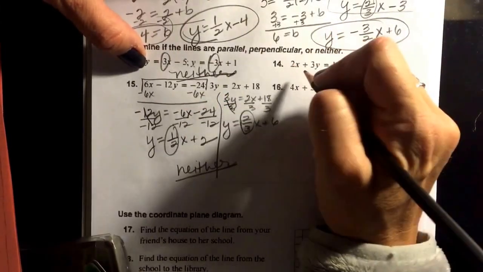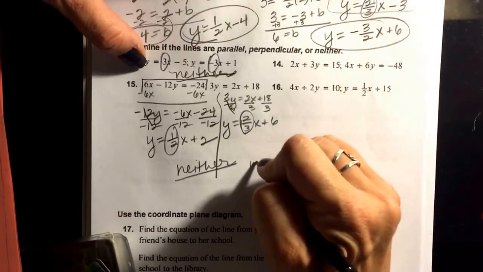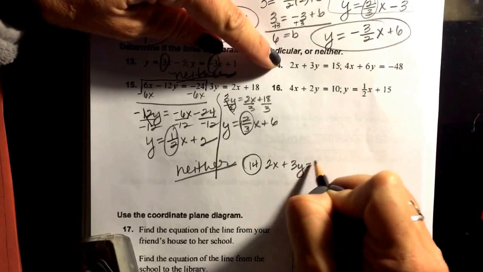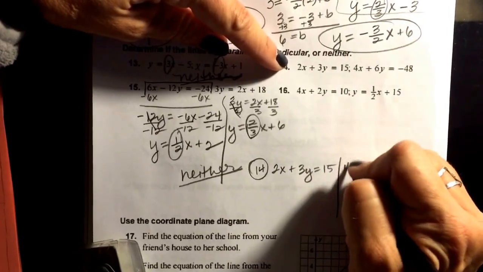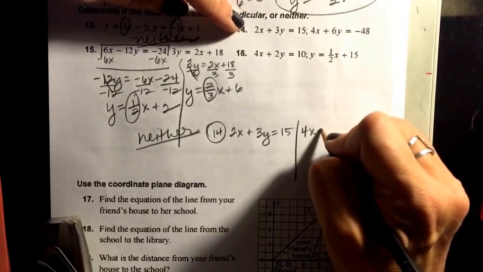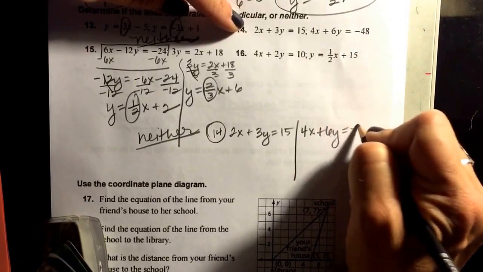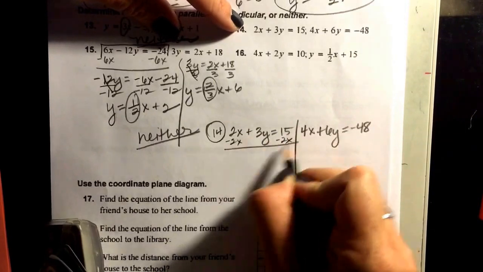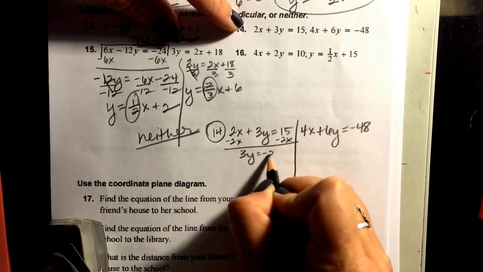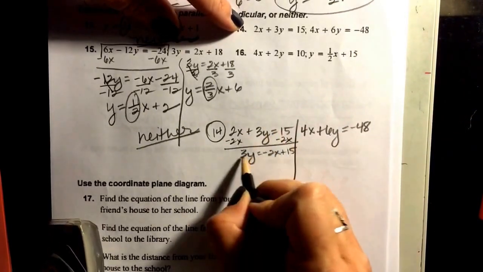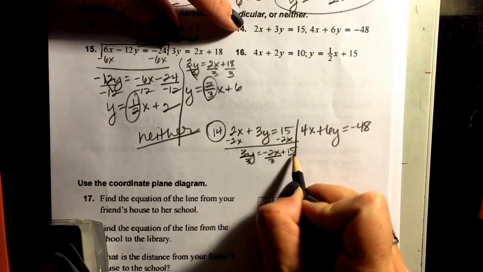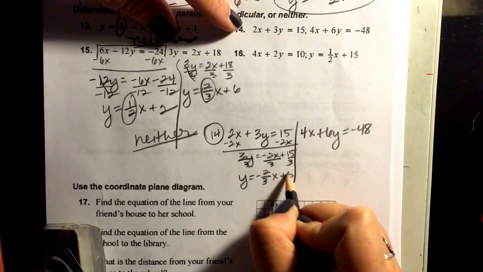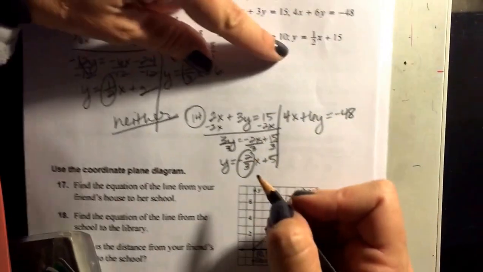When I look at 14, I'm going to drop over here for 14. I've got to get these equations into y equals mx plus b. So my first one, let me put them both down over here. 4x plus 6y equals negative 48. I'm going to take 2 x's away from both sides. 3y equals negative 2x plus 15. I'm going to divide everything by 3. Y is equal to negative 2/3 x plus 5. The slope for this line is negative 2/3.